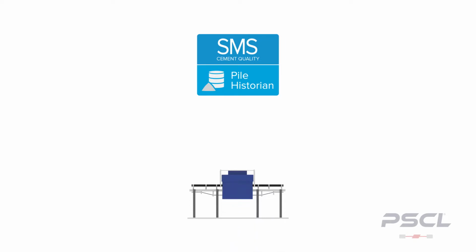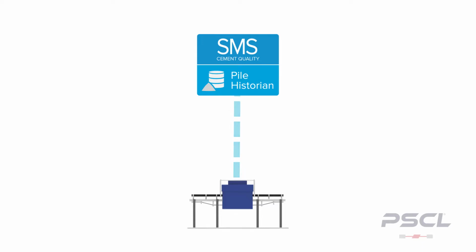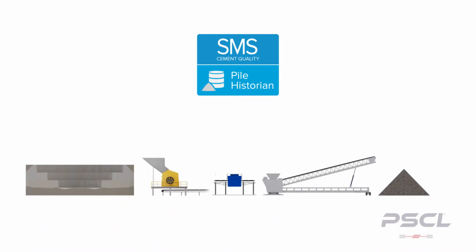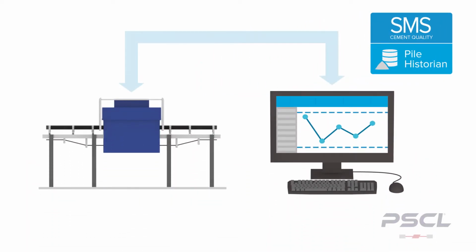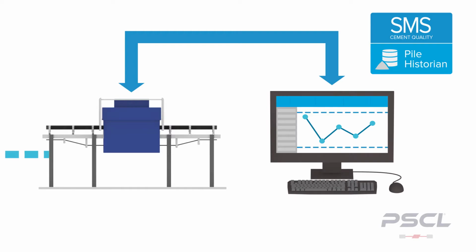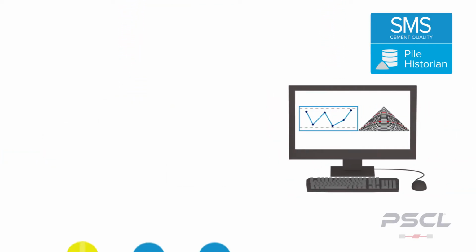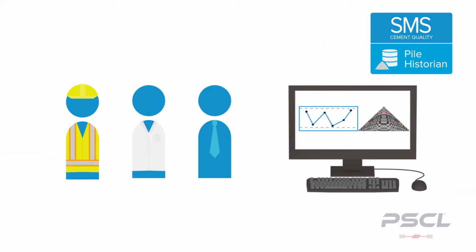Pile Historian manages your analyzer data. It takes your quality control a step further than just real-time monitoring. This module tracks and trends the raw material composition from quarry to stockpile, allowing you to compare current and historical data. Provide your quarry and quality control teams with frequent feedback so decisions can be made before it's a problem.